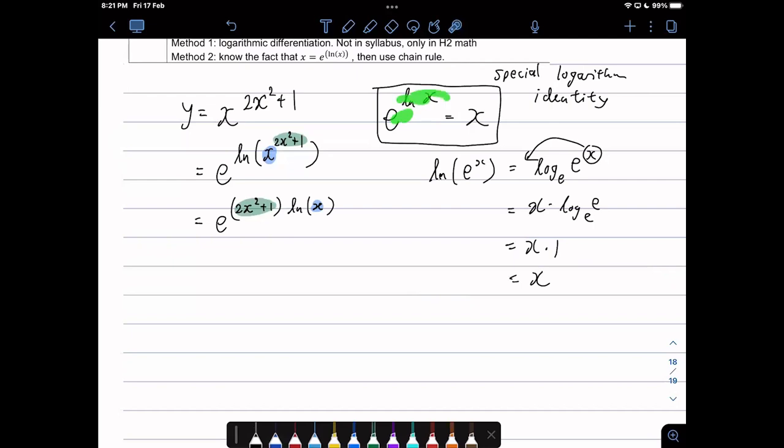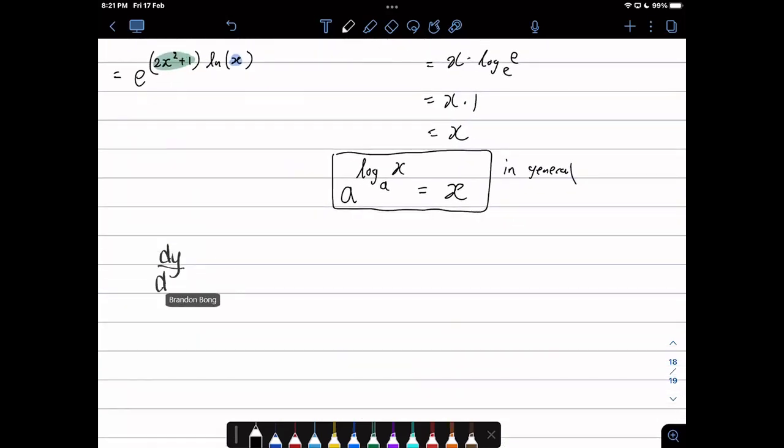For e to the power of ln, it's the other way around, but it will still equal 1. In general, if it's a to the power of log x base a, you can show that it's always equal to x. In general.